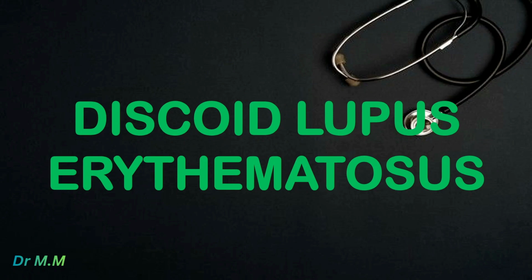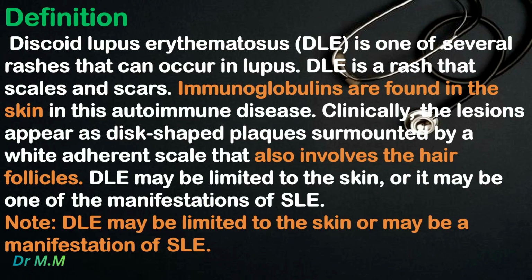Today we are going to talk about Discoid Lupus Erythematosus. Definition: Discoid Lupus Erythematosus, or DLE, is one of several rashes that can occur in lupus. DLE is a rash that scales and scars. Immunoglobulins are found in the skin in this autoimmune disease.